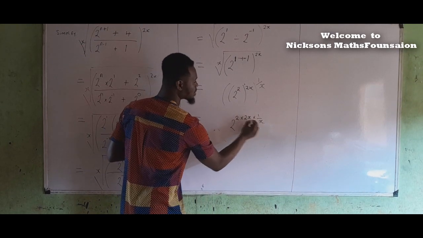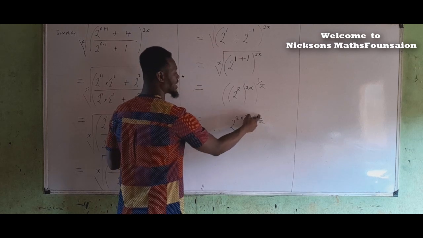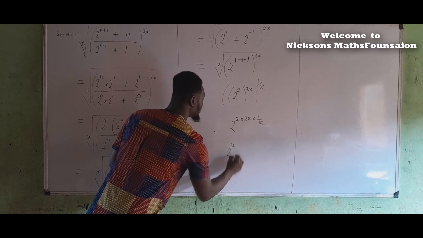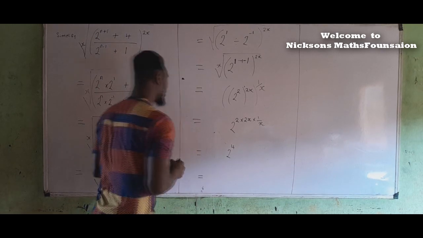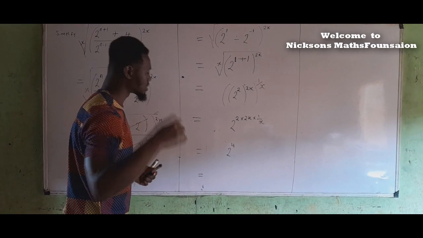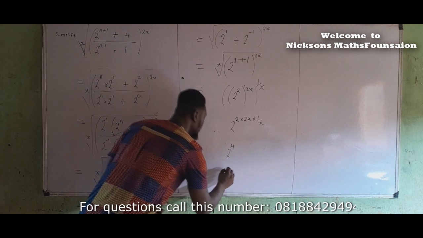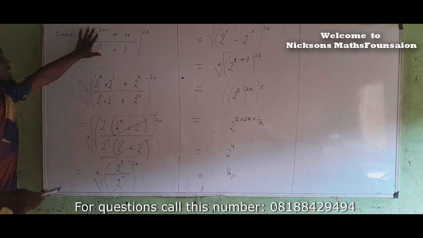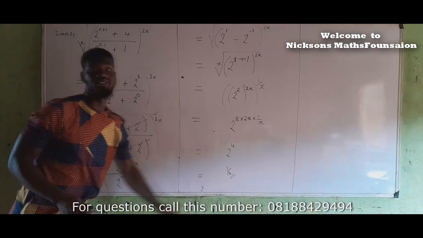So this x will cancel x, 2 times 2 times 1, that will give me 4. So this is equals to 2 raised power 4. And 2 raised power 4 is 2 times 2 times 2 times 2, which is 16. Okay, so the answer to the whole of this is equals to 16.